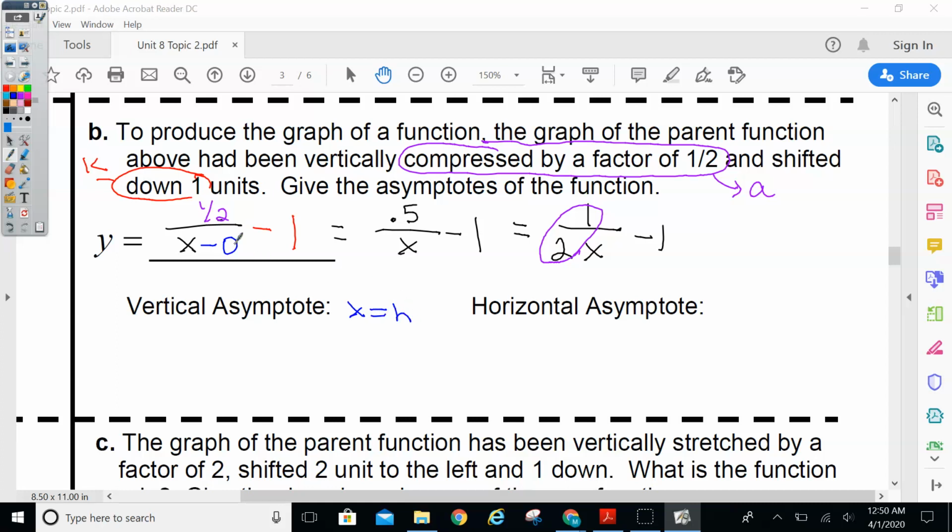Right? And then again, your vertical asymptote is given by the h value. So in this case, h was 0, so the vertical asymptote is x equals 0. And the horizontal asymptote is given by the k value, and the k value is negative 1. So y equals negative 1. Asymptotes, always, always, always make sure you write them in equation form, x equals, y equals. Intercepts, which we'll get to in a second, we'll write as coordinates. Okay, that's it for that one.